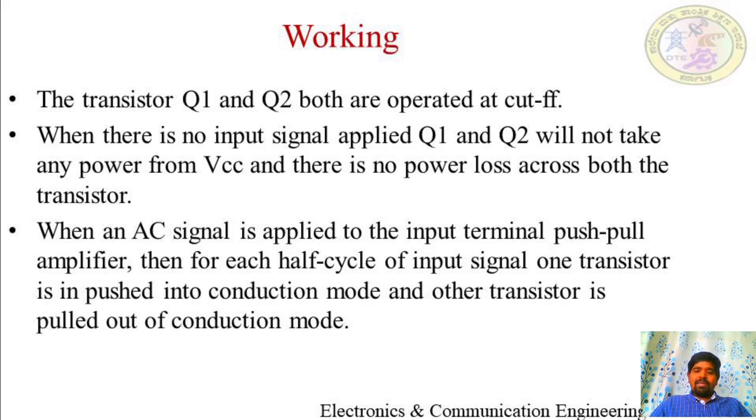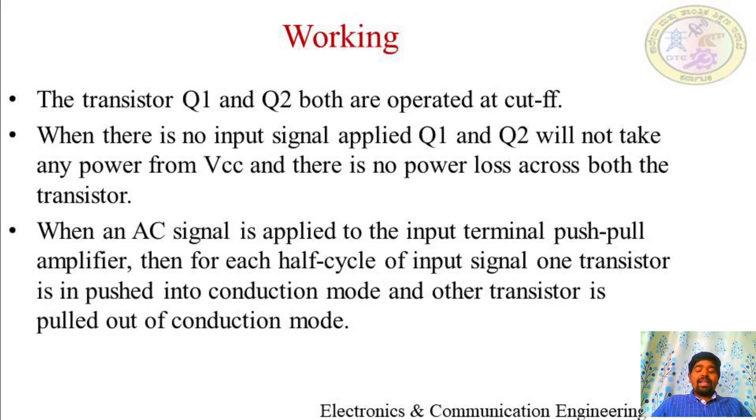So what is the reason? Class B amplifiers are operated in the cutoff region. That means the Q point is located in the cutoff region. When no input signal is applied, the transistor will not take any power from VCC, so there is no power loss. This increases the efficiency of the transistors.